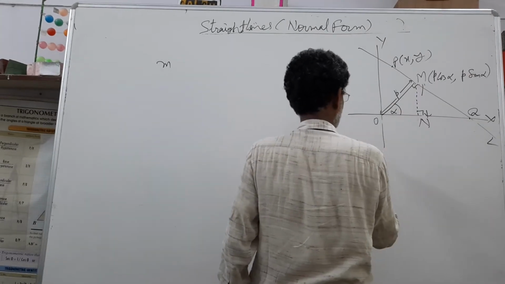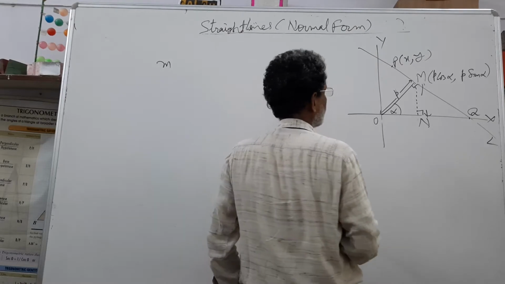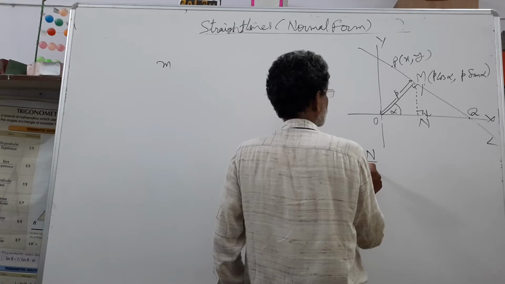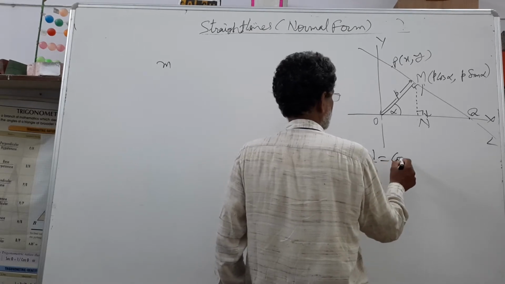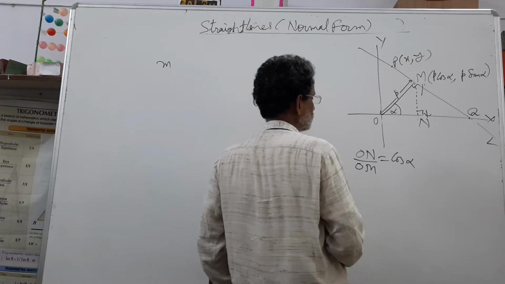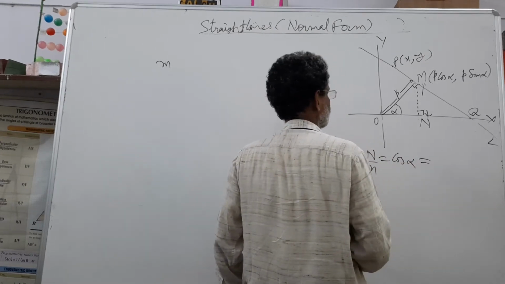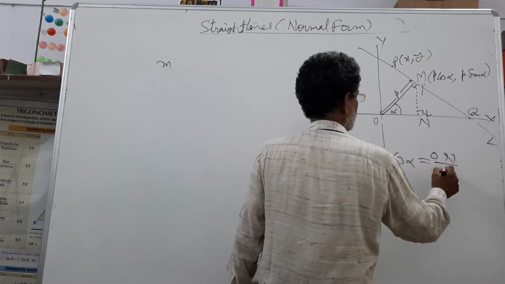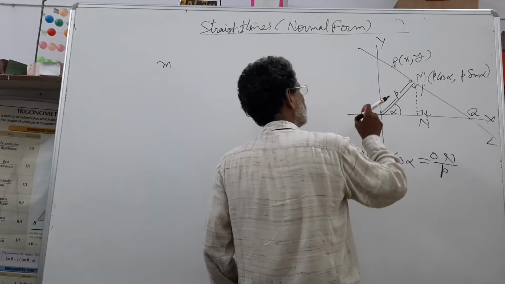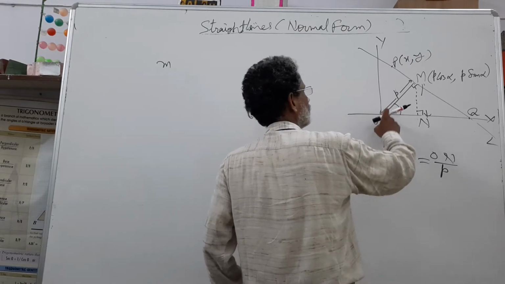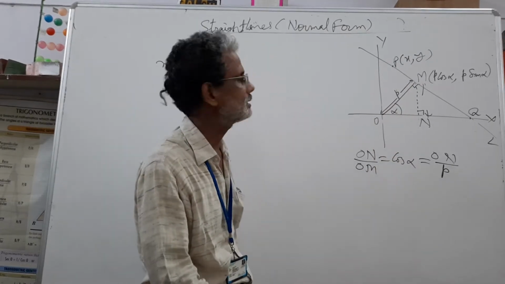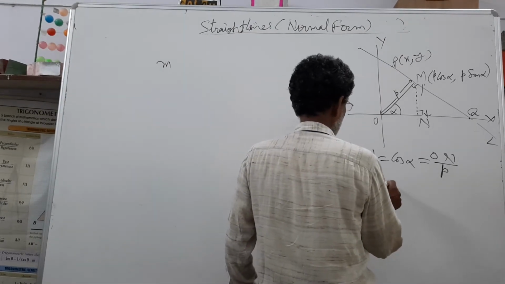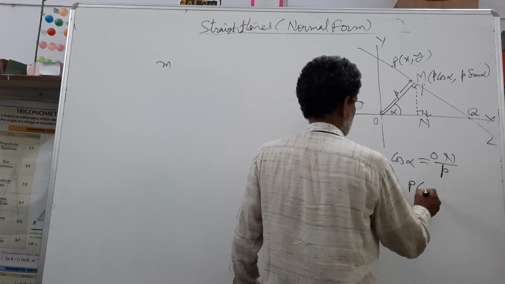Now, according to trigonometry, ON by OM is equal to cos alpha. ON by OM is p, where the length of the perpendicular from the origin on the line is denoted as p. This implies ON is equal to p cos alpha.